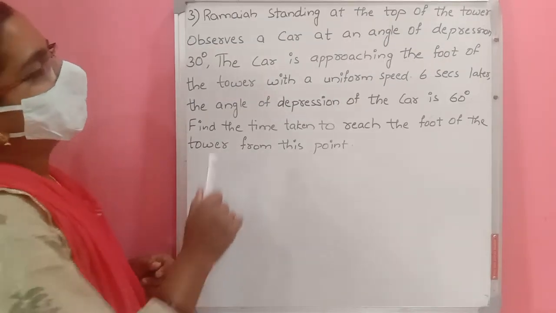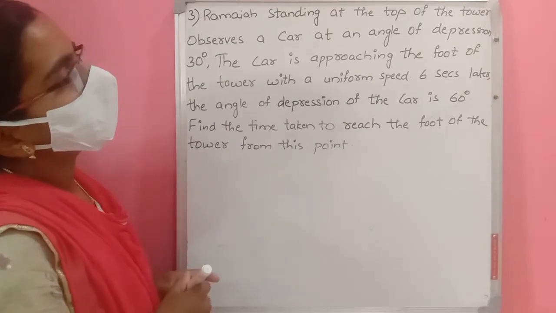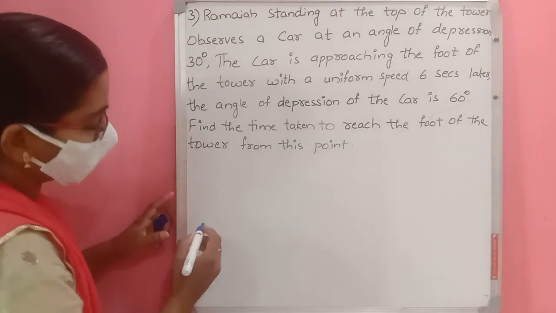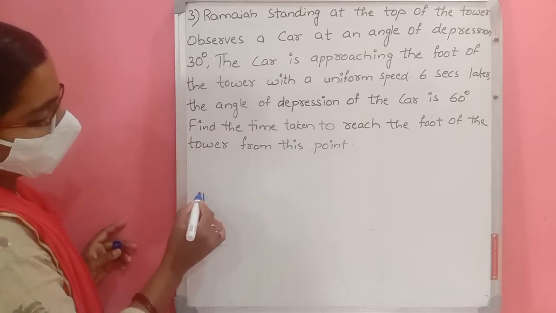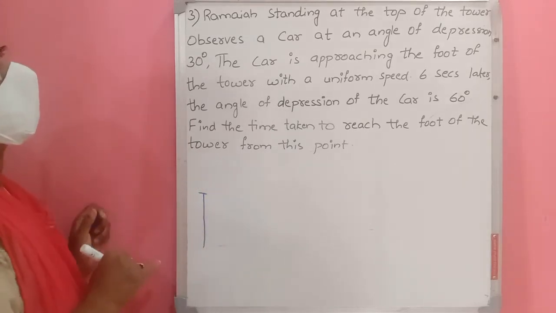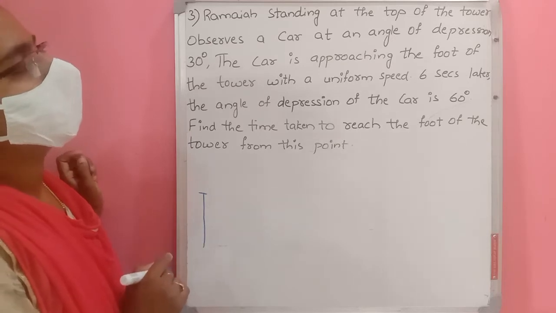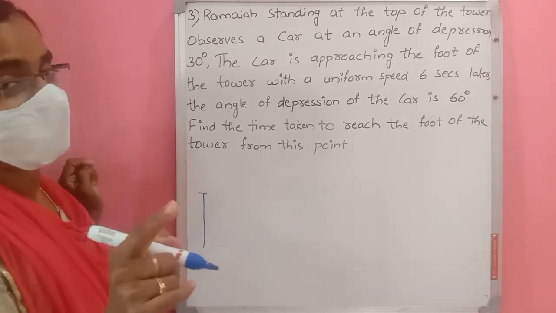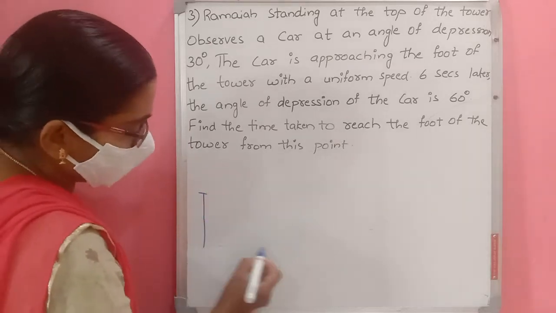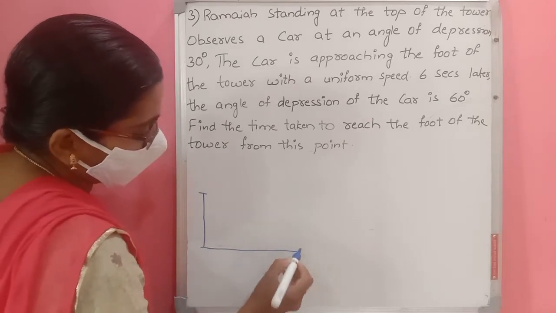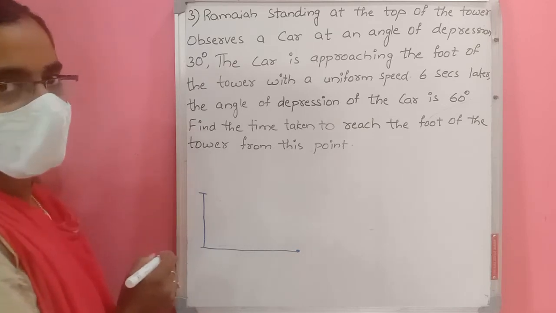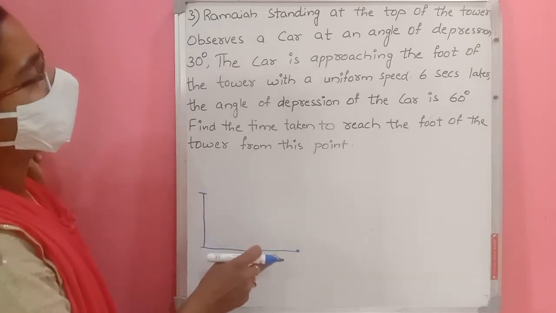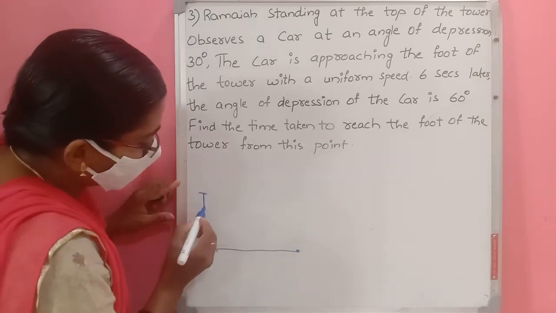One more example. Ramaya is standing at the top of the tower. Ramaya is one person, and this is the tower. The person at the top of the tower observes a car at an angle of depression of 30 degrees. So at the foot, if it is a road, here is a car. At this point we have a car, and he is observing that car with an angle of depression of 30 degrees.